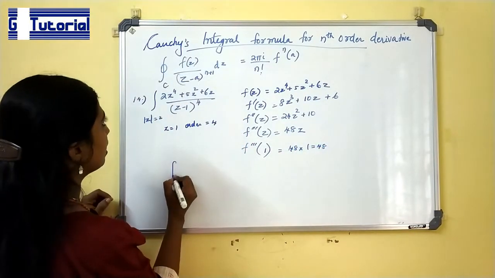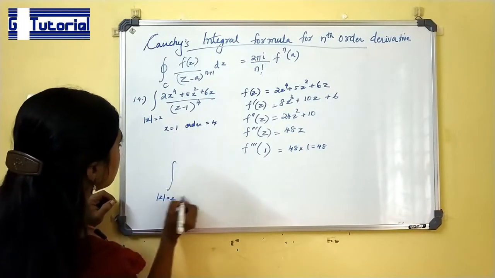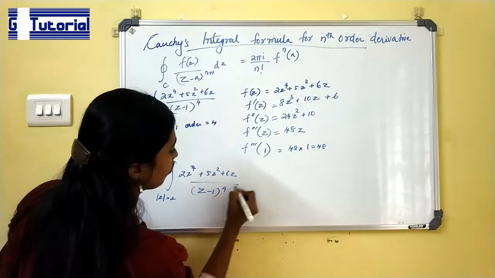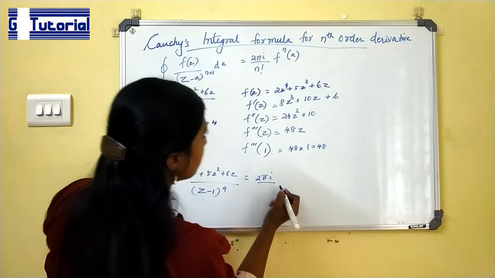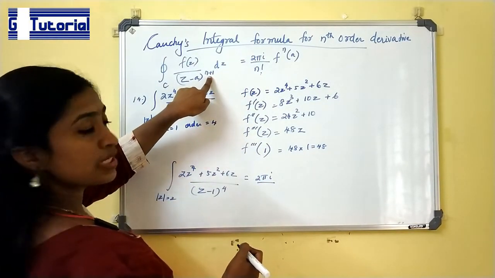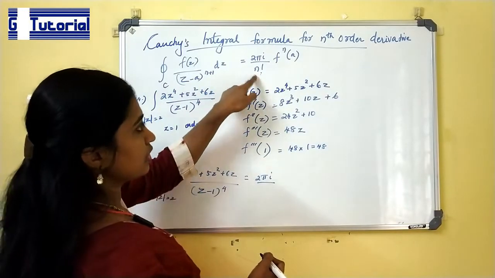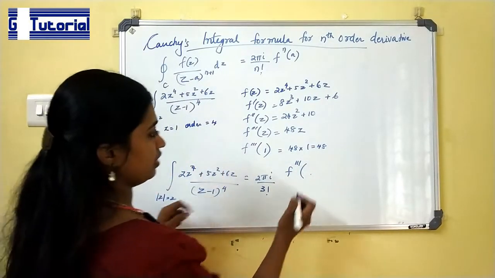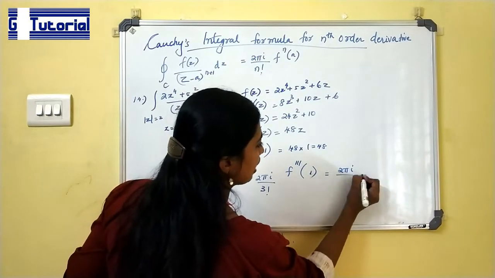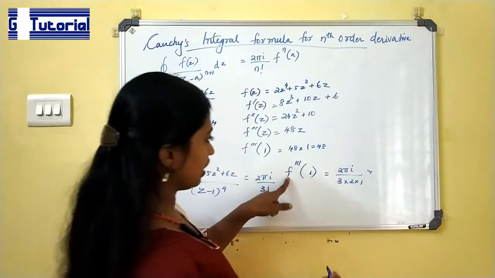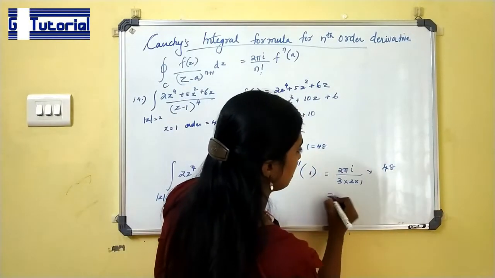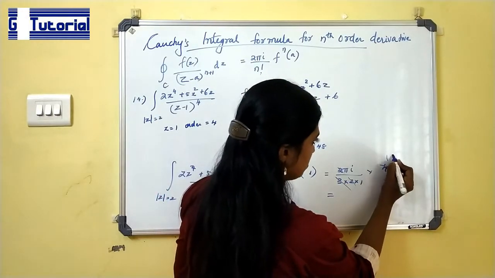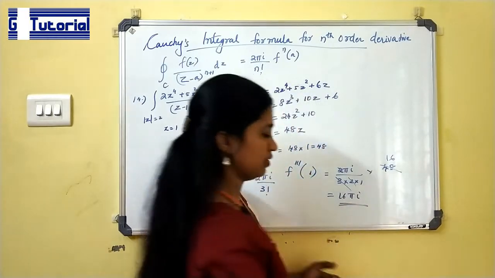And the required integral will be equal to 2 pi i by n factorial. Here the order is n plus 1, so this is 4 minus 1, that is 3 factorial, f triple dash of a. Here a is 1. So 2 pi i by 3 factorial, which is 3 into 2 into 1, into f triple dash of 1, which is 48. So 2 and 2 get cancelled, 3 and 48 get cancelled, and we get 16 pi i. This is the required answer.